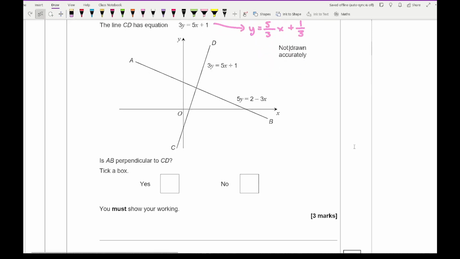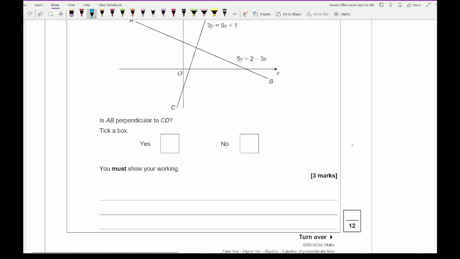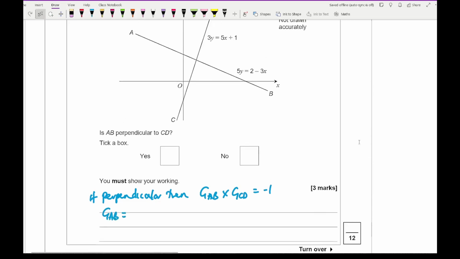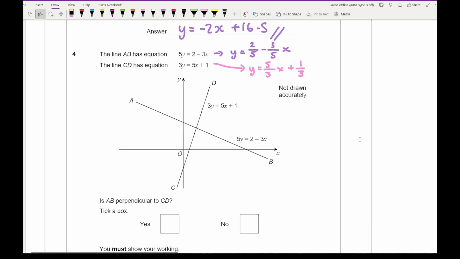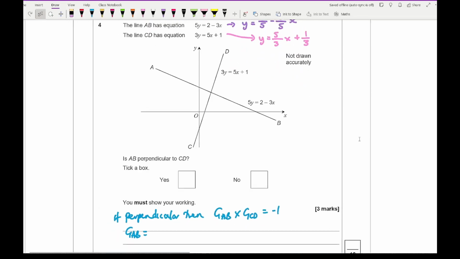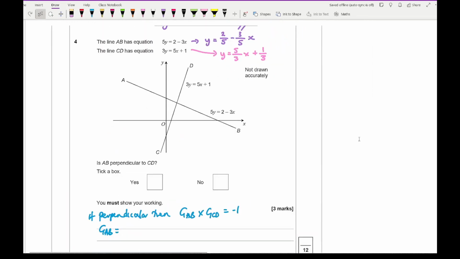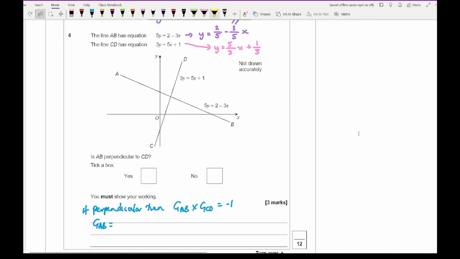Now, if it's perpendicular, then the gradient of AB times the gradient of CD equals minus 1. Now the gradient of AB I worked out to be 2 over 5. Let me just zoom out so we can see all of that on screen. So the gradient is 2 over 5.